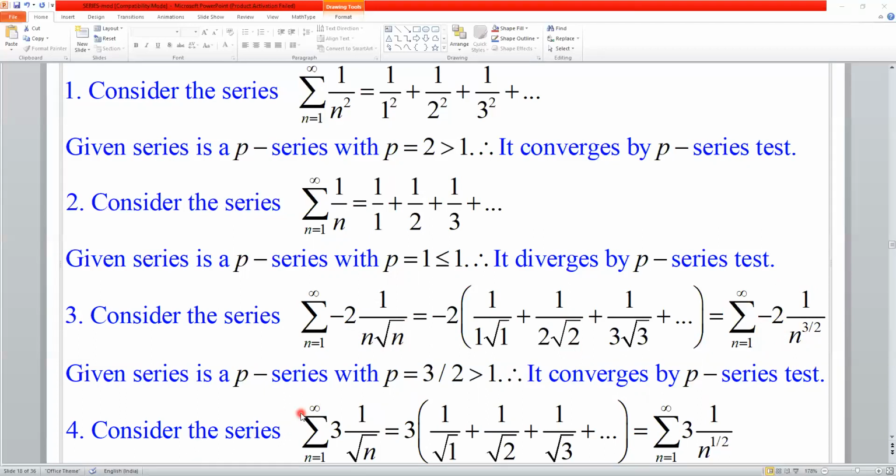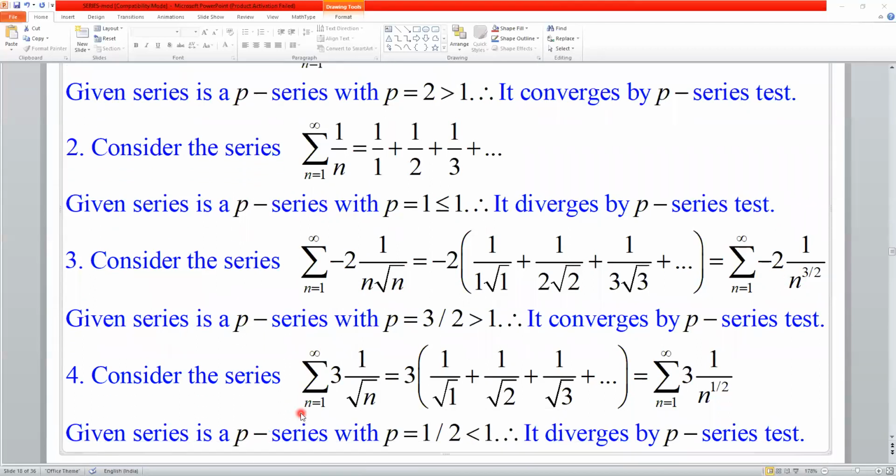Let us take the next example. Consider this series summation of n is equal to 1 to infinity 3 times 1 by square root of n. 1 by square root of n is nothing but the p series form, and moreover p is equal to half here. p is equal to half, less than 1. So therefore this series diverges by the p series test.